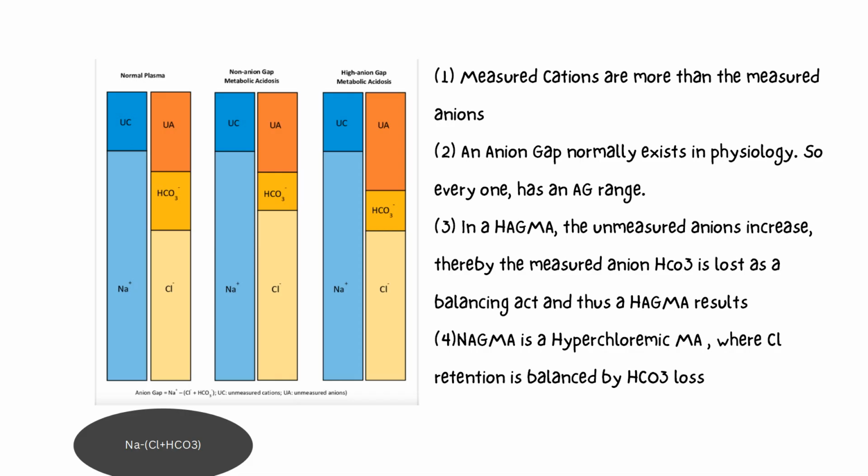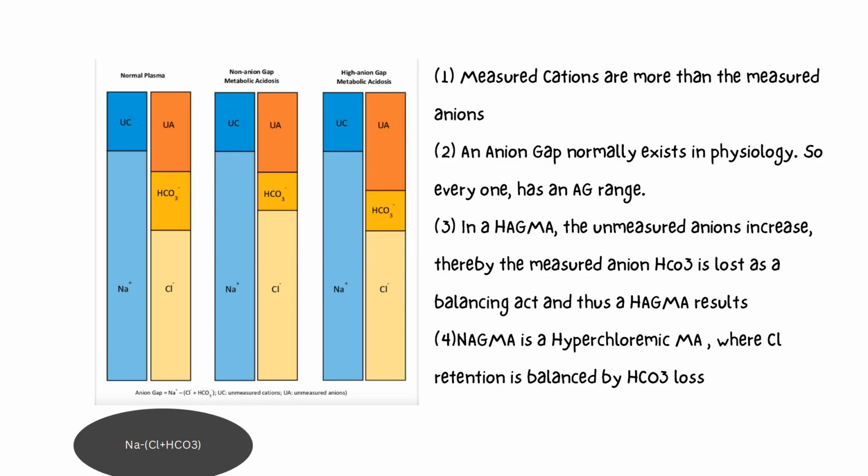We could see that the unmeasured anion encroaches into the area of sodium, thus we get a gap in normal physiology. Now if you move to the third pair of columns, that's HAGMA. We see that unmeasured anions are increased in number, encroaching into the area of bicarbonate, thereby increasing the gap between sodium and chloride and bicarbonate put together on the anion side. So that gives us a HAGMA.